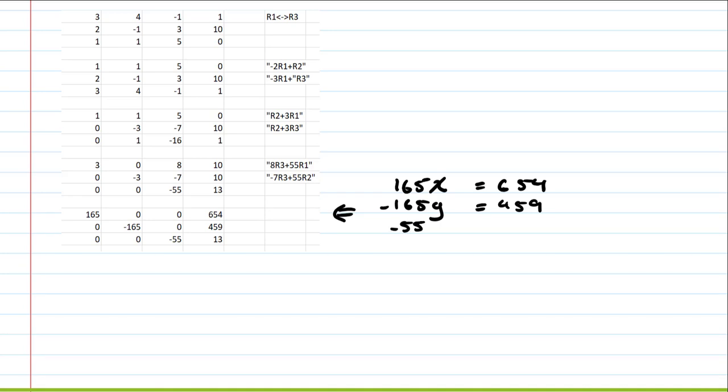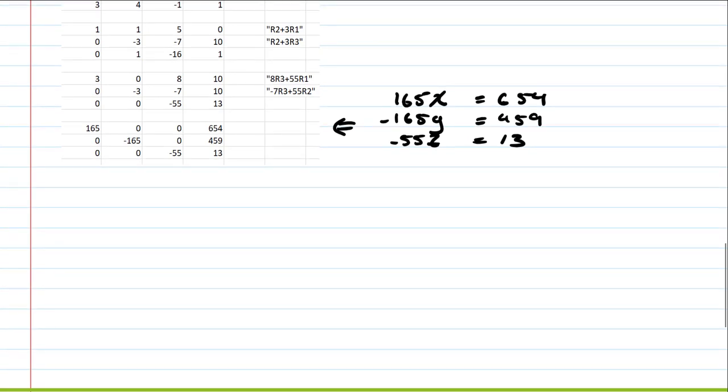So then this right here would represent the equation 165x equals 654. It would be -165y is equal to 459. And the last one says that -55z is equal to 13. So we could then solve for each of those variables by doing the appropriate division.